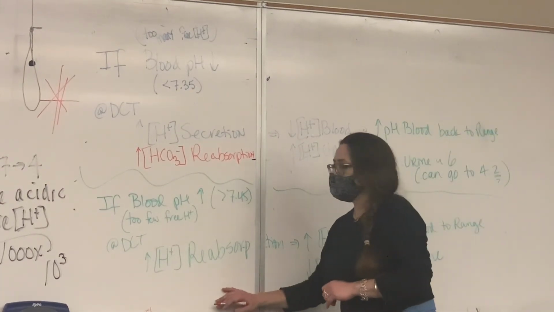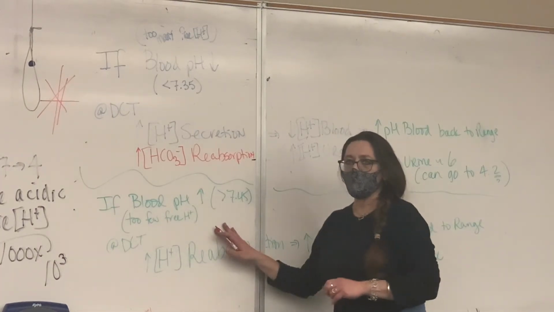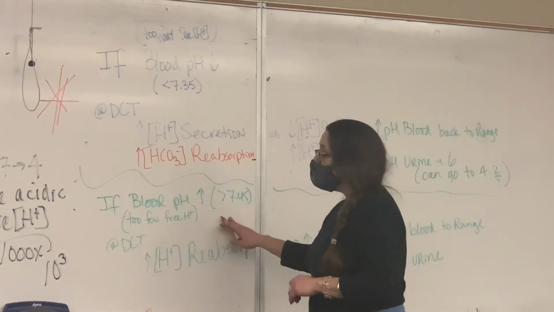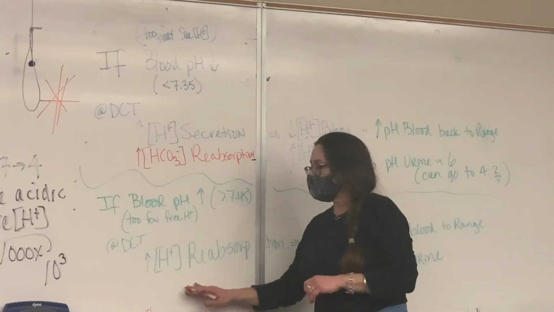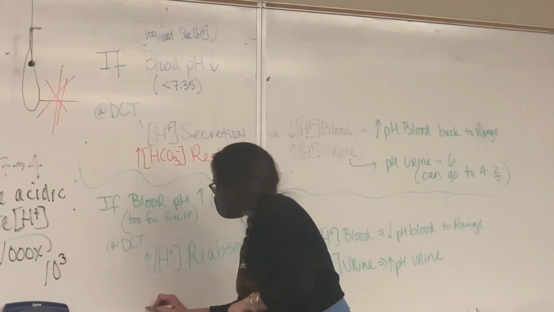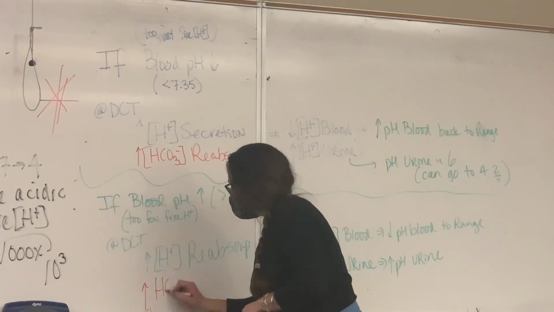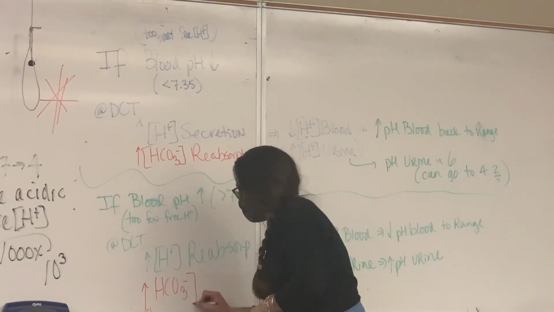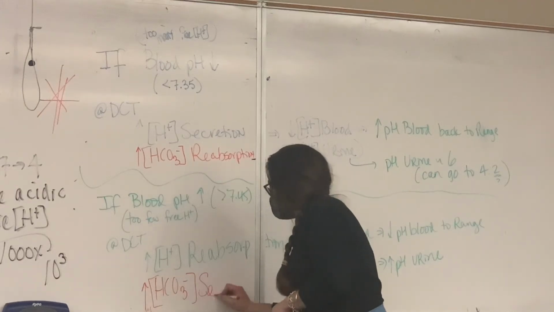We come down here. If our blood pH is too high, which it rarely is, but if it were, we would increase hydrogen reabsorption at the DCT. At the same time, we would increase bicarbonate ion secretion.